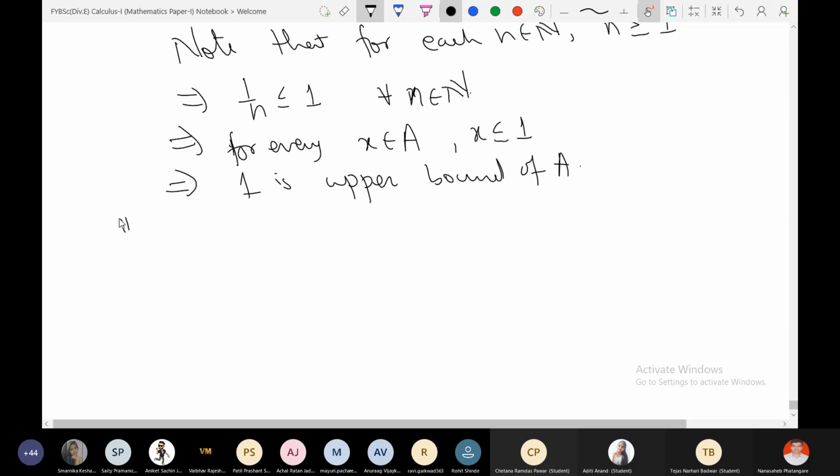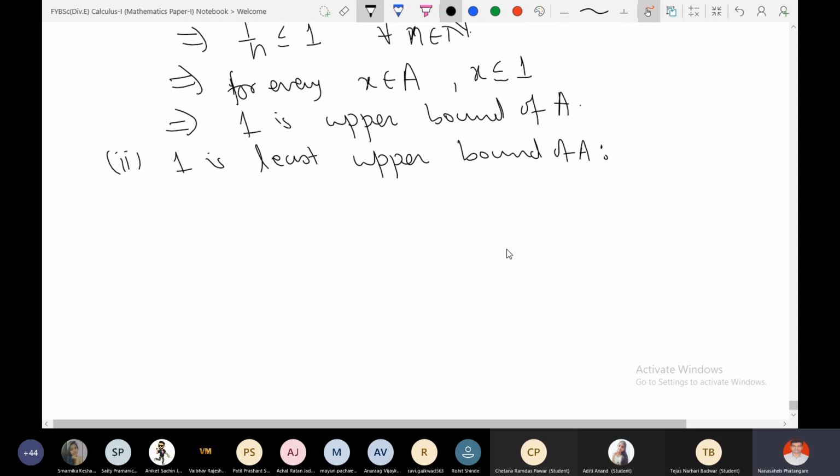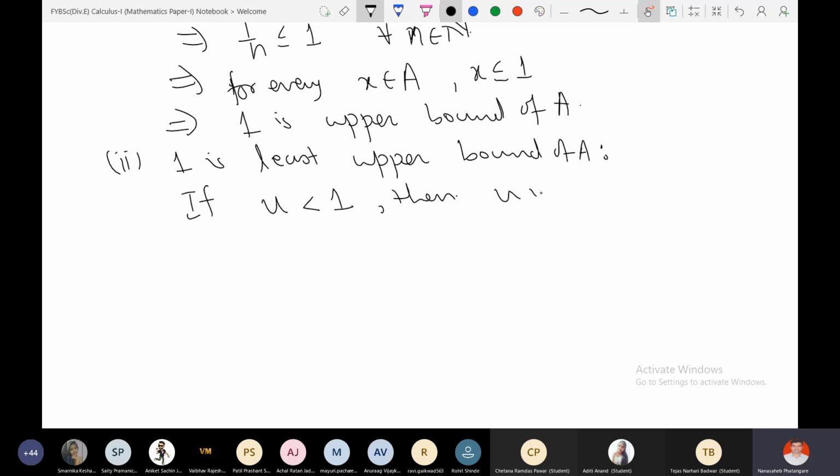So next, 1 is the least. So why is 1 the least upper bound of A? That means if you choose any number smaller than 1, if I choose any u less than 1, then u is not an upper bound of A. Is it true? Yes, sir.